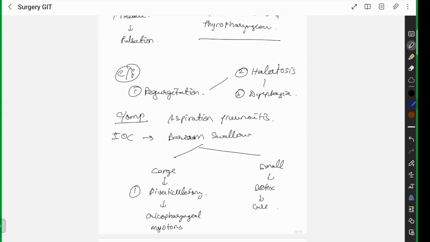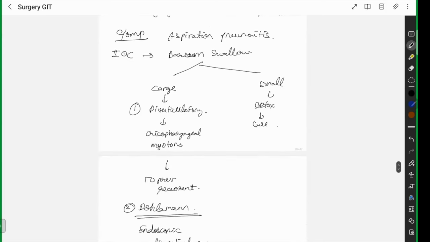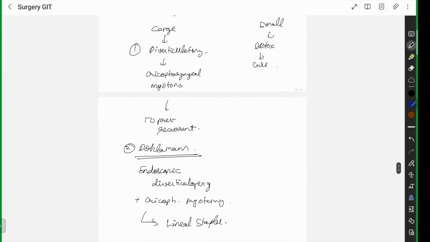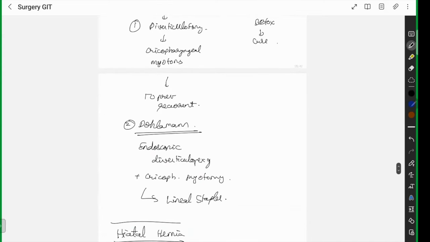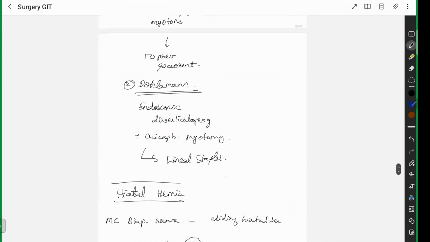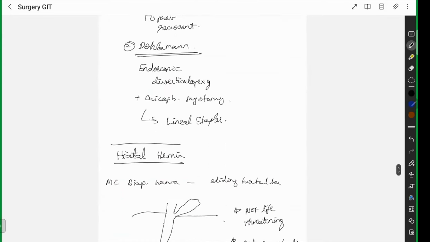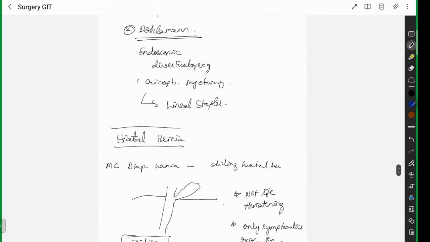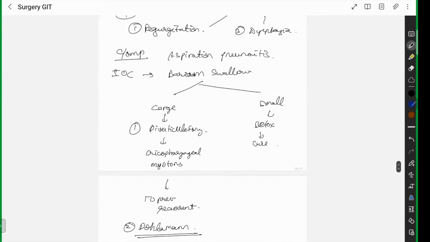So for large, you are going to go for a diverticulotomy, and a cricopharyngeal myotomy can be done to prevent the recurrence. The second type is going to be your endoscopic diverticulopexy, that is called Dohlman's. Then you are going to do cricopharyngeal myotomy. This is going to be done with a linear stapler. And for small, you go for Botox to cure it.